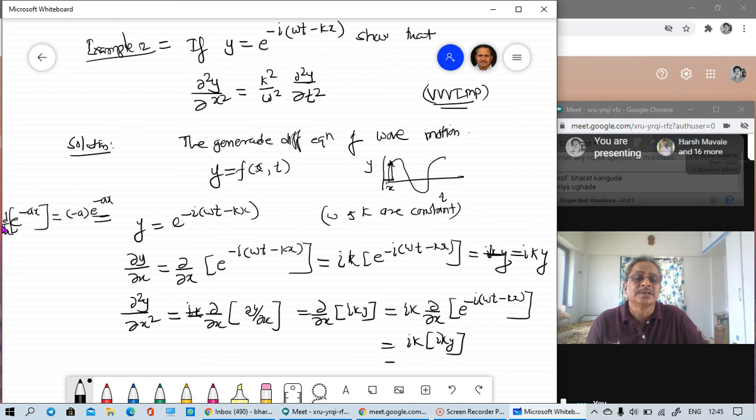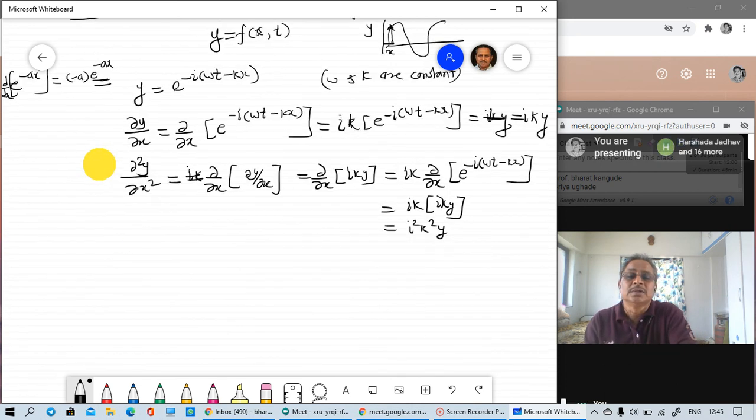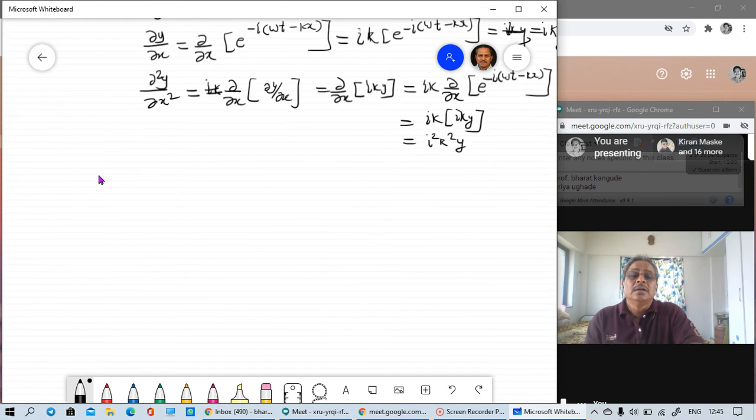So this is I square into k square into y, and as we earlier know, I square is nothing but minus 1. So I'll write here, therefore delta square y upon delta x square is equal to minus k square into y. Call this equation 1.